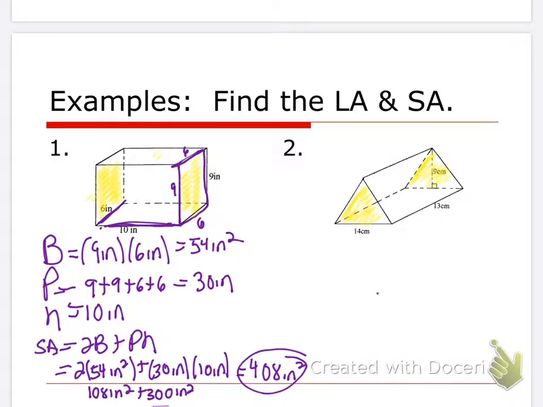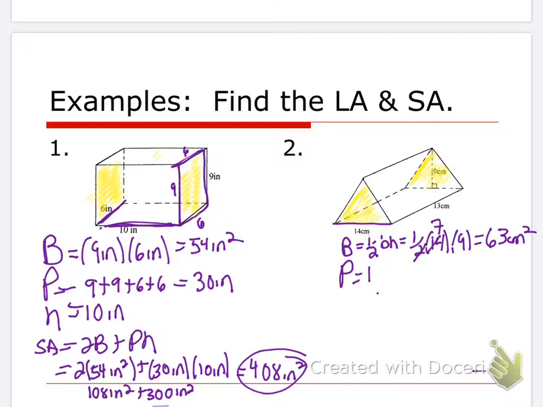So let's go here. We have our base, and we have to find the area of it. Well, our base is a triangle. The area is 1/2 base times height. So we see our base is 14. So 1/2 times 14 times height of 9. 2 goes into 14 7 times. 7 times 9 is 63 centimeters squared. Then we have to do our perimeter. Well, this is an equilateral triangle, so you have 14 plus 14 plus 14, which gives us 42 centimeters.